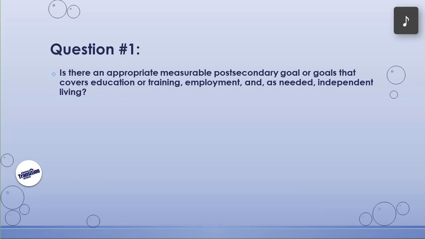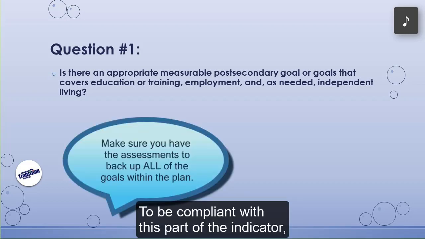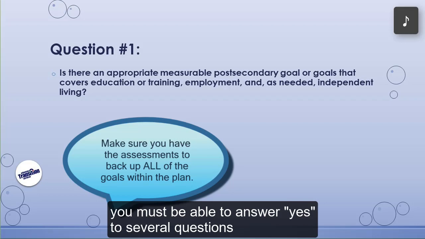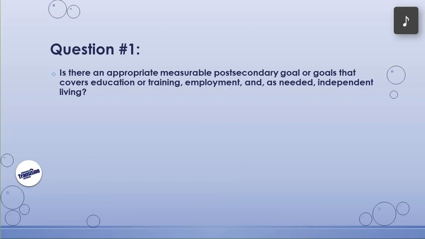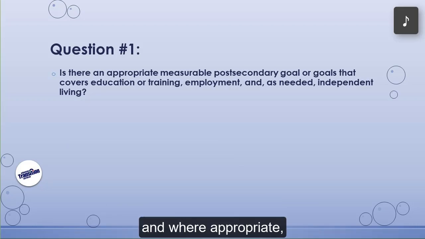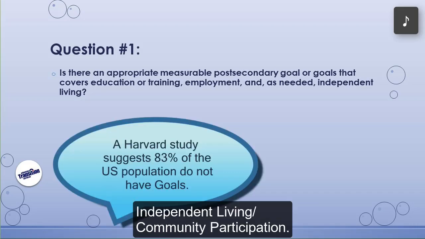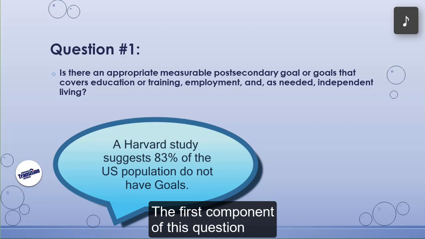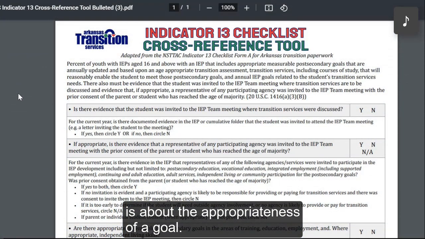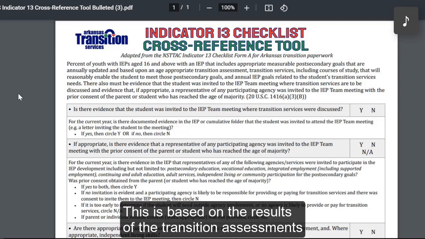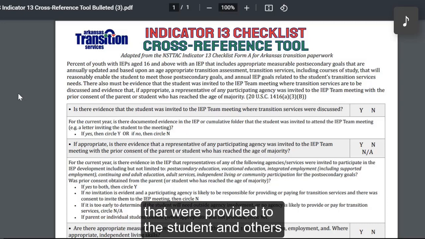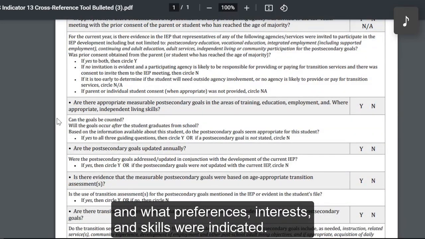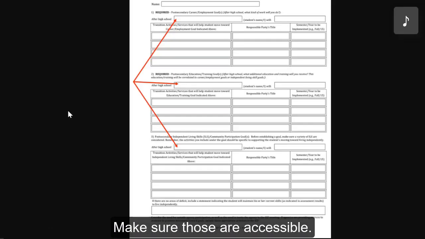Question number 1. Is there an appropriate, measurable post-secondary goal or goals that covers education or training, employment, and as needed independent living? To be compliant with this part of the indicator, you must be able to answer yes to several questions and for each goal area: employment, career, education, training, and where appropriate, independent living, community participation. The first component to this question is about the appropriateness of a goal. This is based on the results of the transition assessments that were provided to the student and others, and what preferences, interests, and skills were indicated. Make sure those are accessible.